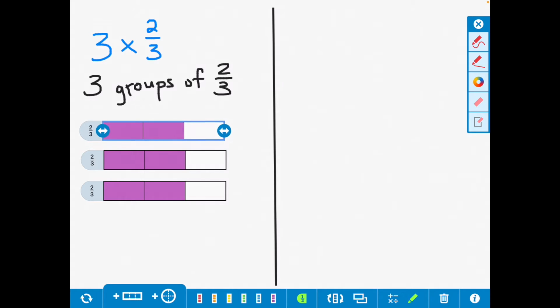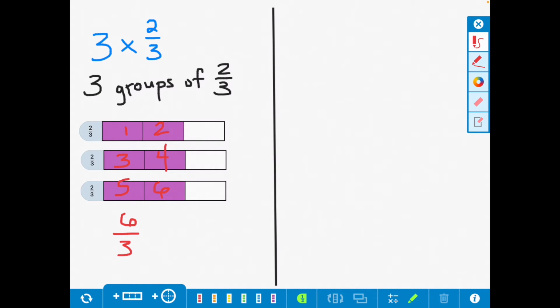I have 1, 2, 3, 4, 5, 6. I have 6 total parts, but each whole is cut into 3. So my answer would be 6/3.